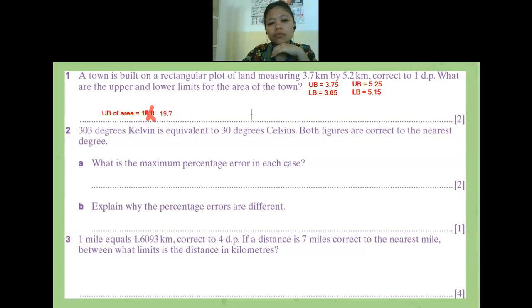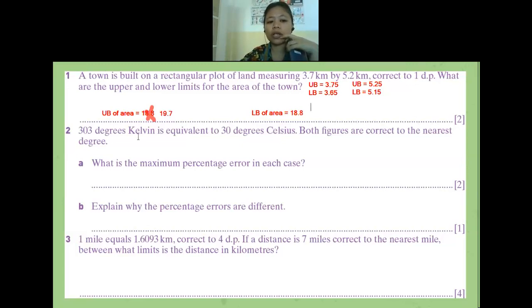Teacher, I got it wrong. I wrote lower bound. Yes. Okay, so for the lower bound, how many will it be? 18.8. Is there anyone who got a different answer, or is getting confused or having any difficulties here? No? If no one has difficulties, then I will continue to question 2.